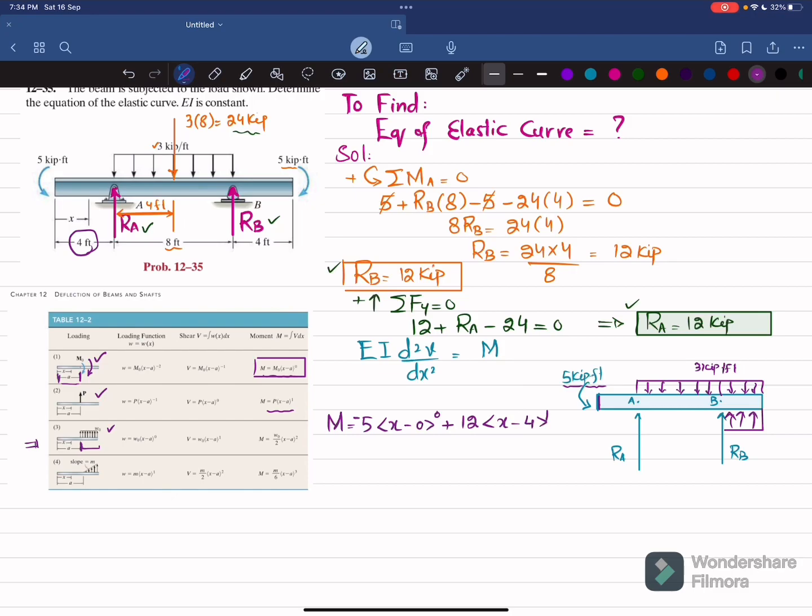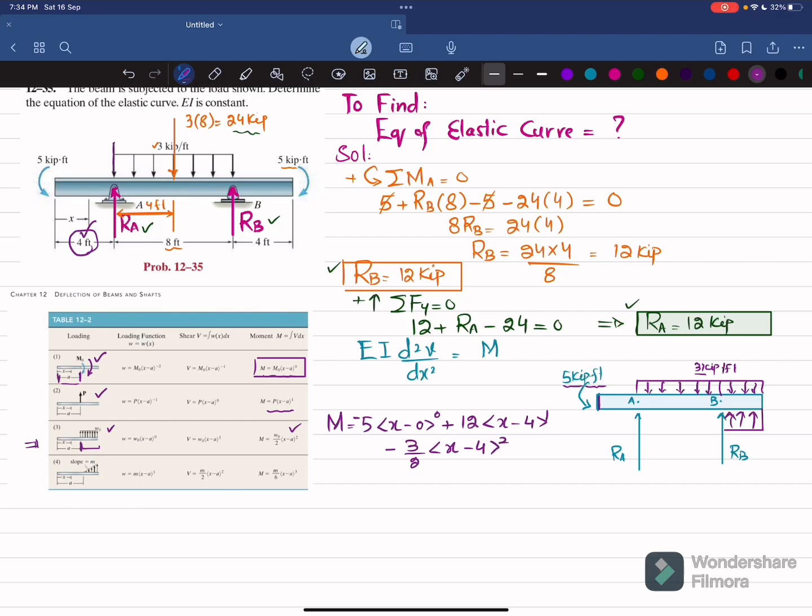Okay, now another thing is that you have this distributed load. You can see that it is starting from this point till the end, and this is the case. But here the load is downward, so the moment equation is this one. Since this is downward, it will be negative. So minus W naught is 3, so 3 by 2 into x minus A. And again you can see A will be 4 because W starts from this point. So I will write x minus 4 power 2.